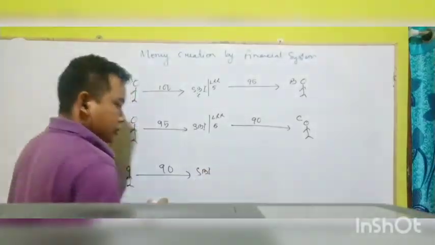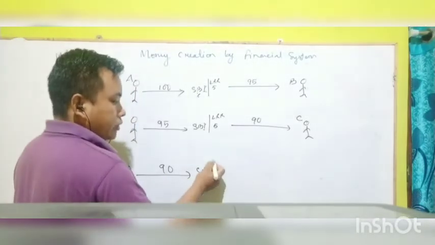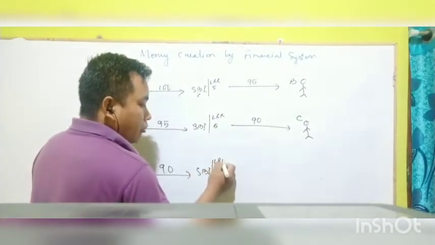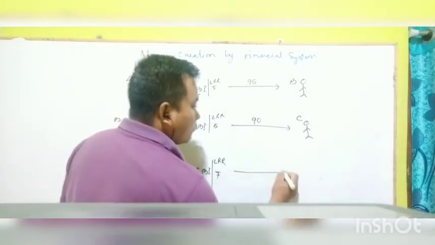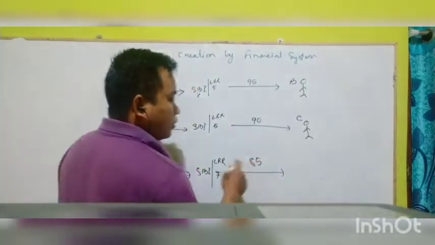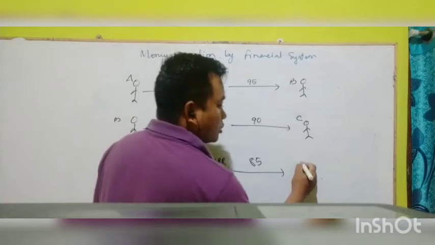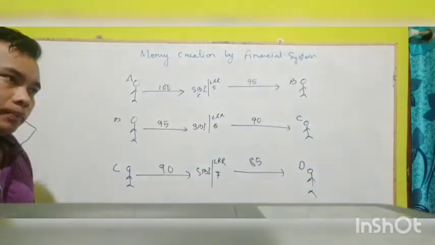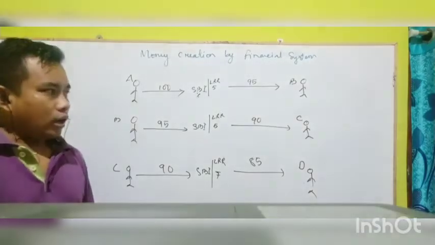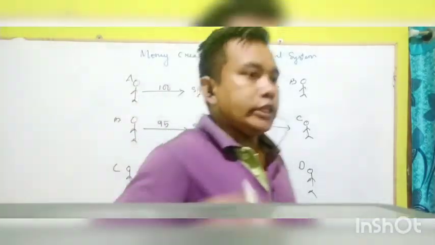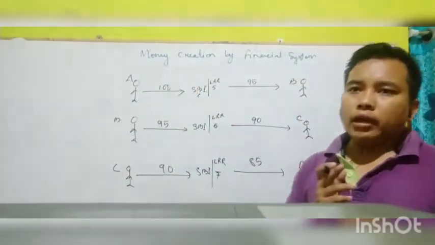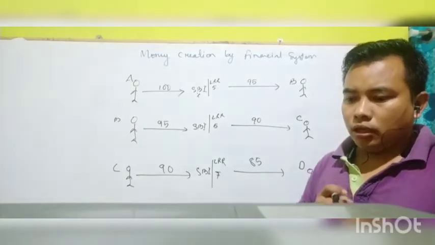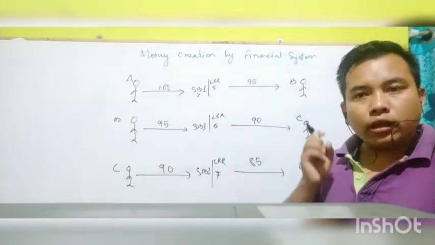Then again, after the legal reserve ratio is kept, 85 rupees will be made available for another customer, Mr. D. This will continue. Banking is something which will never have a loss.